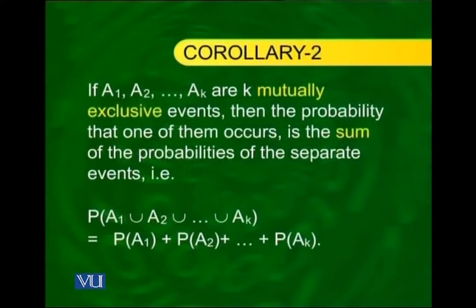This addition theorem for the case of mutually exclusive events can be extended to any number of mutually exclusive events. As you now see on the screen, if A1, A2, so on up to AK are K mutually exclusive events, then the probability that one of them occurs, that is, either A1 occurs or A2 occurs or so on AK occurs, is given by the sum of the probabilities of the separate events. That is, probability of A1 plus the probability of A2 plus so on up to probability of AK.